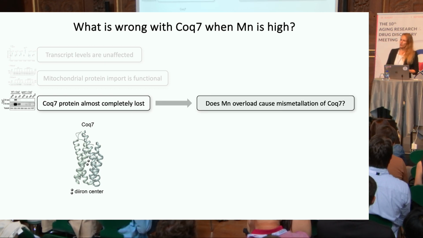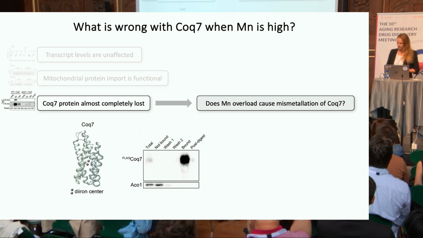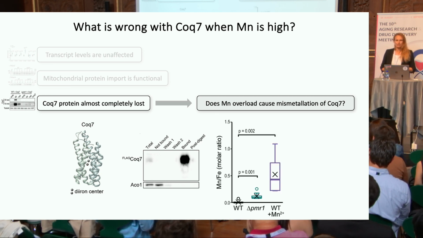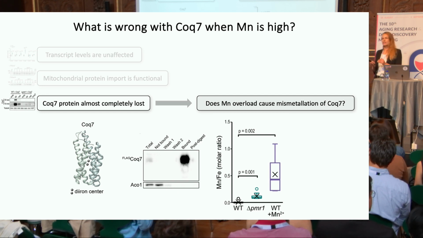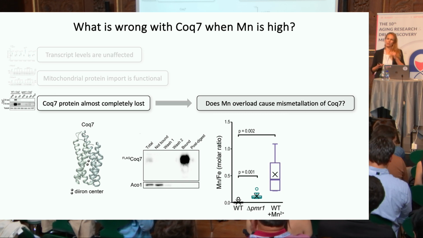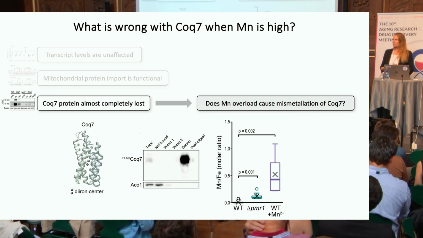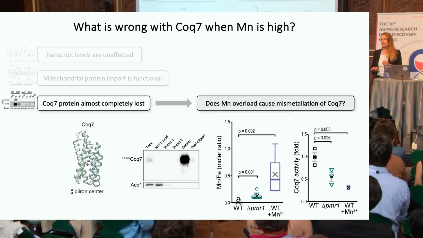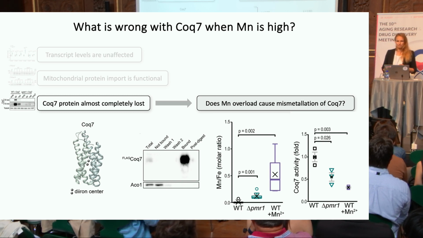And to test this hypothesis, Jutta established a setup where she could purify COX-7 in sufficient quantity to afterwards go for TXRF-based metal determination in a purified protein. And what she found was that indeed, when she purified COX-7 from PMR1 deleted cells or from wild-type cells challenged with high manganese, the manganese to iron ratio was increased. And this came along with a drop in hydroxylase activity of COX-7 measured in vitro with a purified protein.